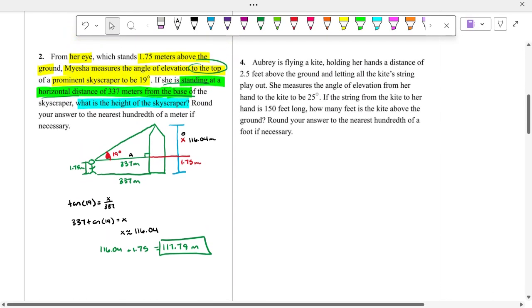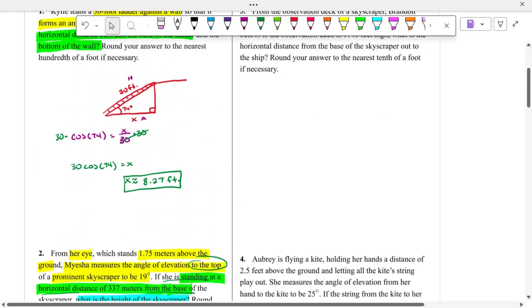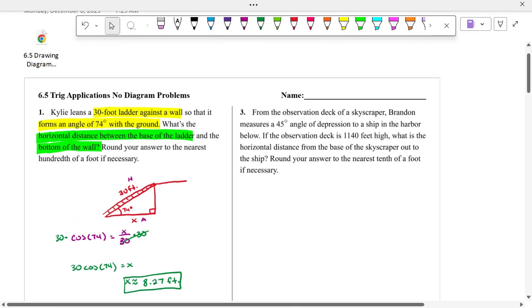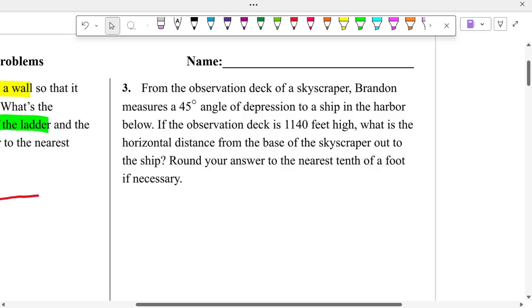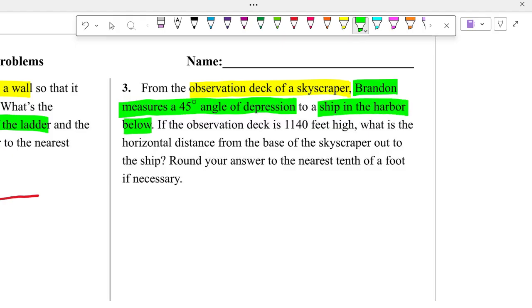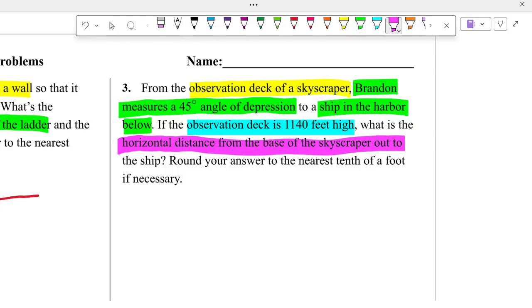All right, one more that we're going to do together, and then I'm going to have you guys try one on your own. And you'll see why I want to do this one together in a second. All right. So from an observation deck of a skyscraper, now the person's actually on the skyscraper. Brandon measures a 45-degree angle of depression to a ship in the harbor below. The observation deck is 1,140 feet high, and it wants to know what is the horizontal distance from the base of the skyscraper out to the ship.